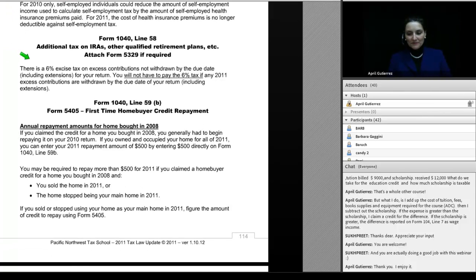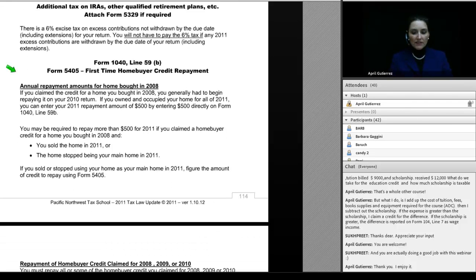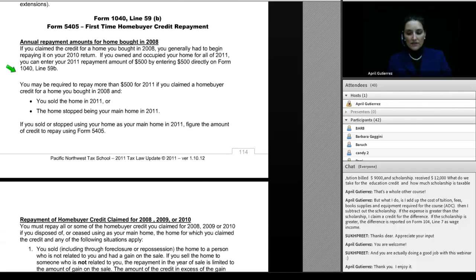All right, moving on to Form 1040, line 58. That is where we calculate the additional tax on IRAs and other qualified retirement plans, etc. Attach Form 5329 if required. We just wanted to remind you that there is a 6% excise tax on excess contributions you have not withdrawn by the due date, including extensions, for your tax return. So if you put more money into your retirement account than you are allowed to put in, you need to get it out of there. If you don't get it out of there, it's a 6% penalty. So you have until the due date of the return to get it out.